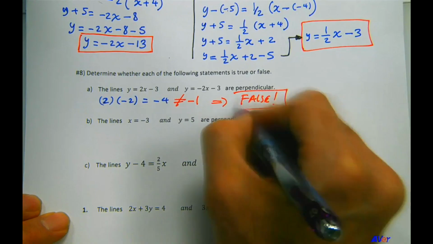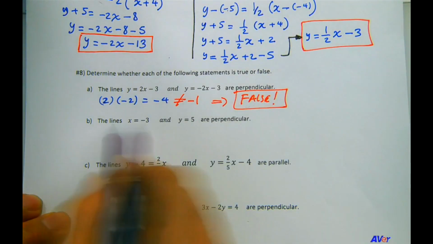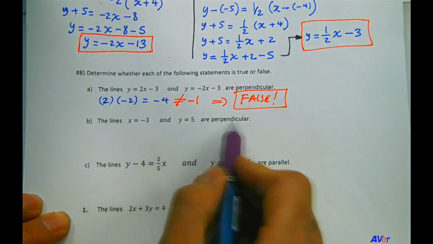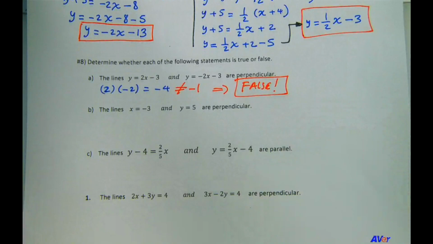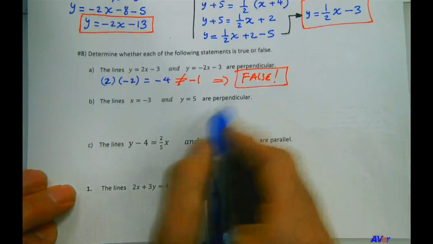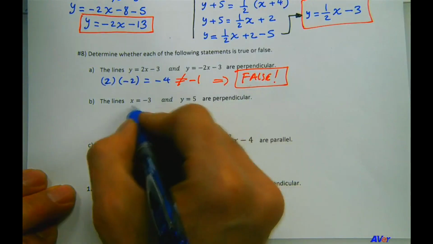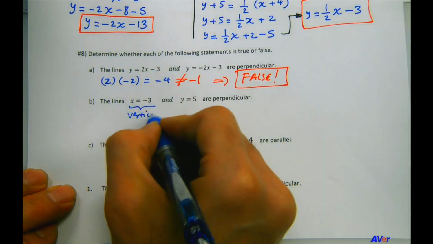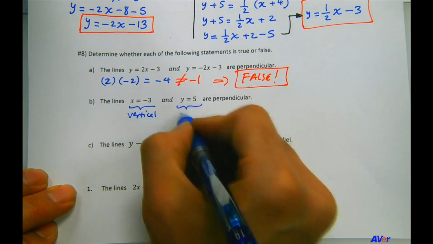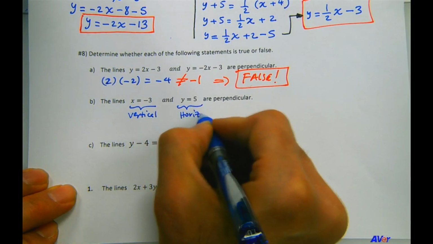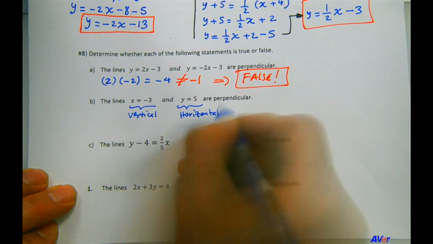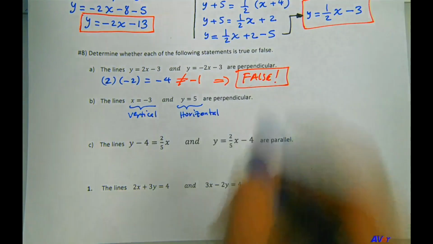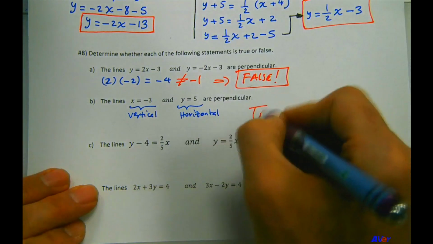This statement is false. The lines x equals minus 3 and y equals 5 are perpendicular. This is for sure true, right? For sure true. Why? This is a vertical line, and this is a horizontal line. So any vertical and horizontal line, they're going to be perpendicular to each other, right? So true.